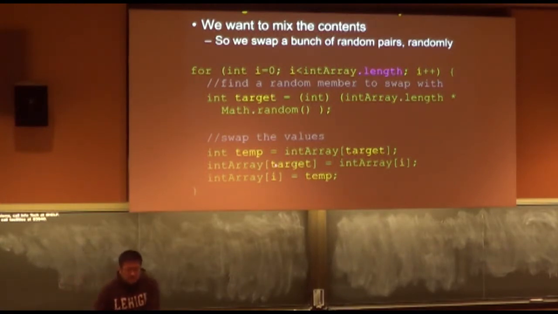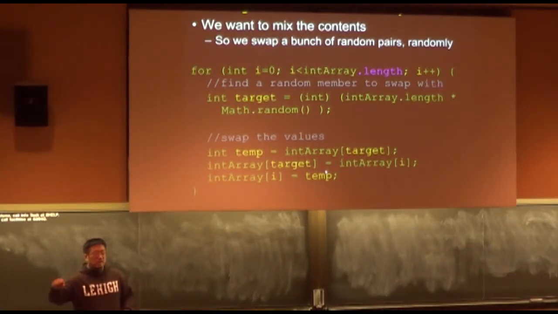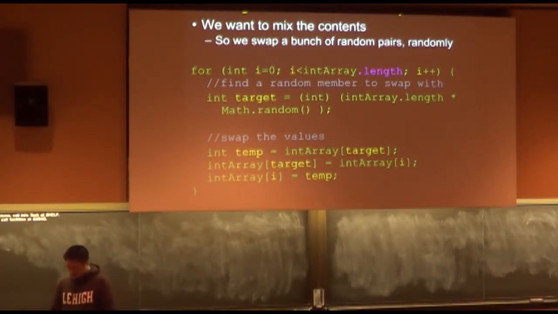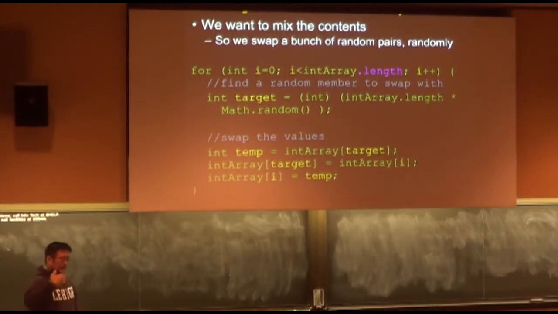So then what I can do is I can swap the values of target with the ith member. So I can say int temp is equal to array sub target, array sub target is equal to array sub I, array sub I is equal to temp. So that basically says, take that target value stored in temp, take my I value stored in target, take temp stored into my I value. So I basically swap the two values. And what this loop does over the many times that we run it is that it takes each member in the position that it exists in, finds some other random member, and swaps it.